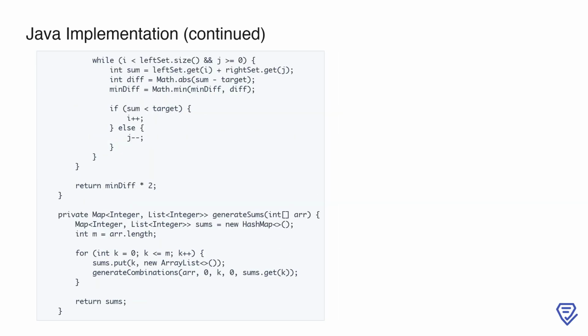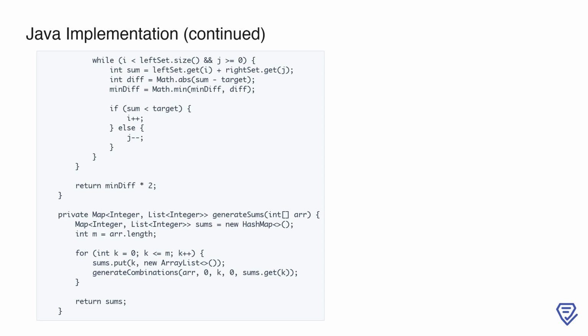Now, we focus on the two-pointer technique, which helps find the closest sum to the target efficiently. For every subset size k, we iterate through the sorted lists of subset sums from the left set and right set. Using two pointers, i starting at the beginning of the left set and j starting at the end of the right set, we calculate the sum of the current pair of elements. The absolute difference between this sum and the target is calculated, and minDiff is updated to the smaller of its current value or this difference.